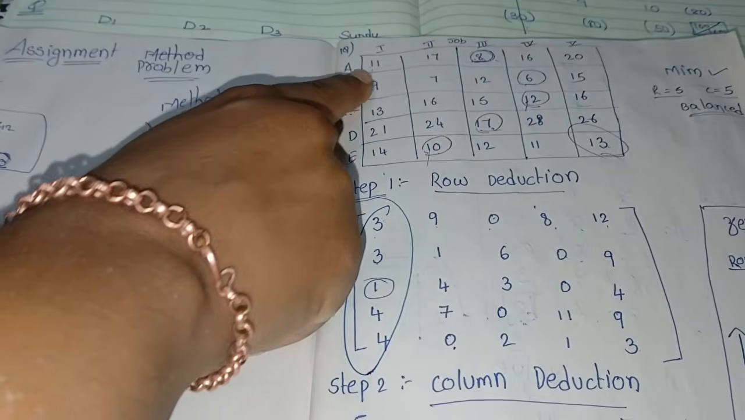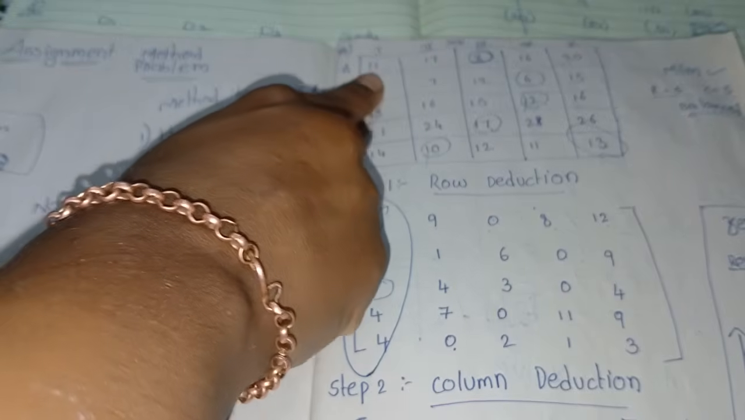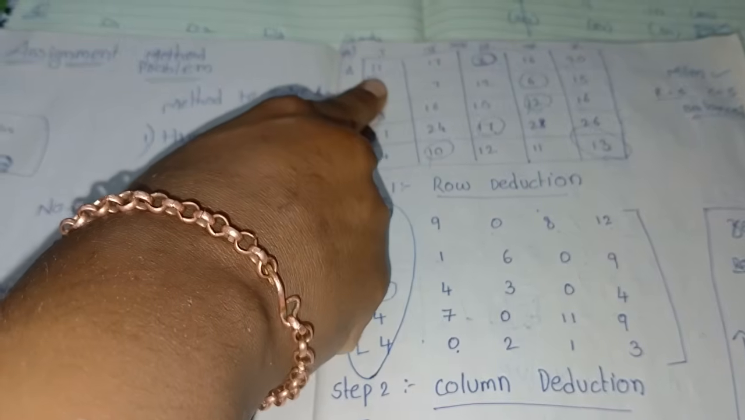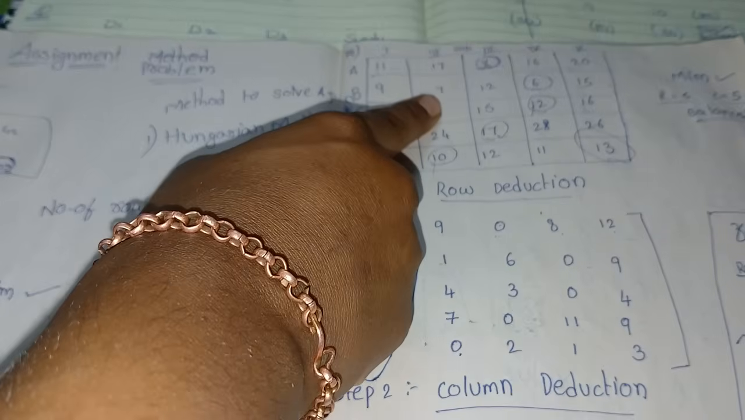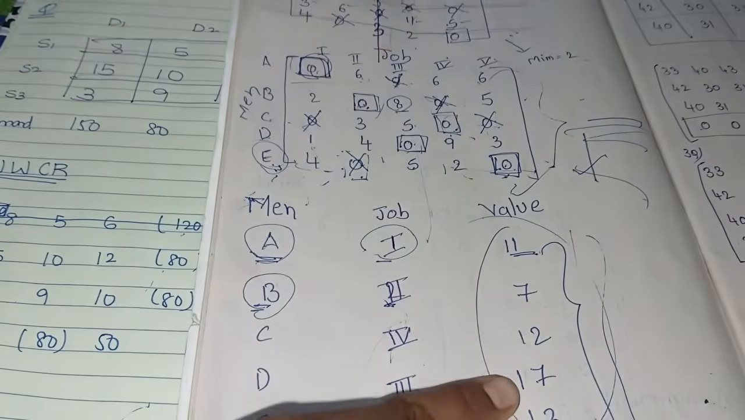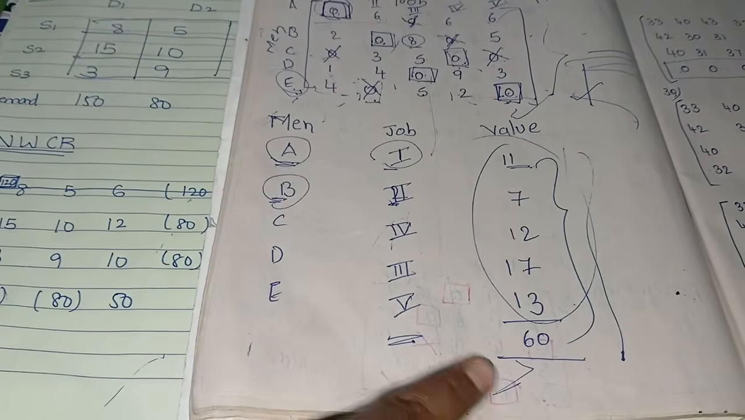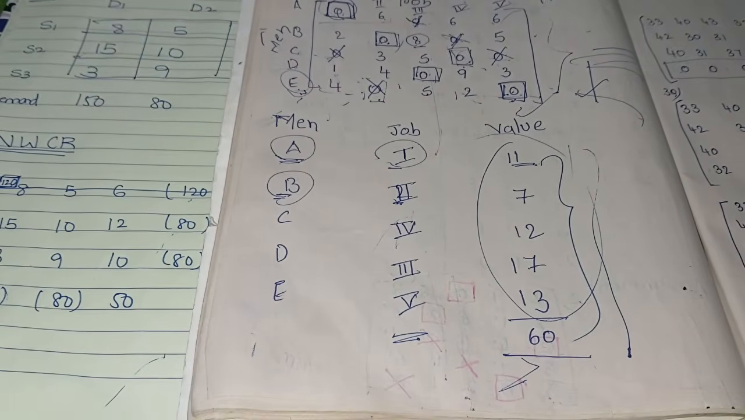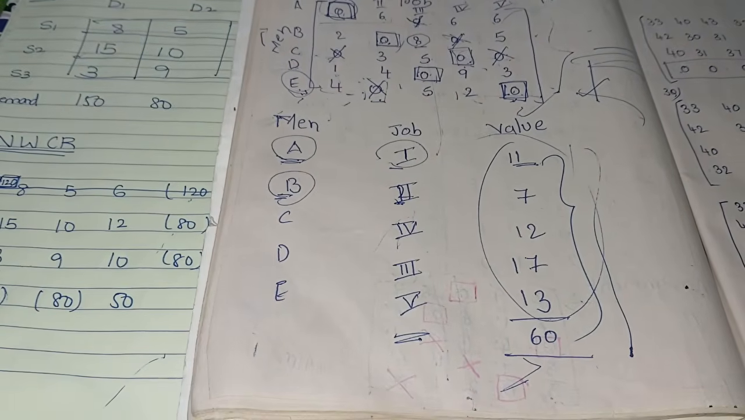What do these values mean? In the original question, what is A's value for the first job? 11. What is the value of B for the second job? 7. Those values we need to write over here. After that just add them up, and this is the assignment method. That's it. Got it?